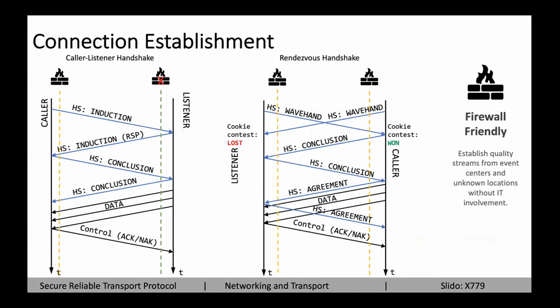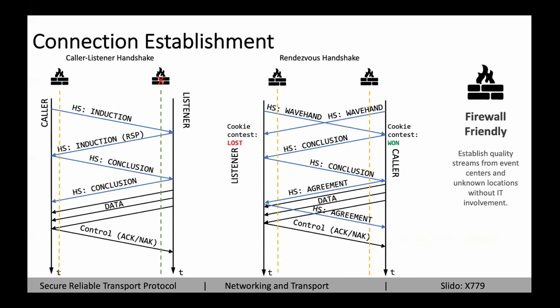Let me go into the connection establishment a bit deeper. SRT establishes a connection via handshakes. There are two types of handshakes. The caller-listener handshake is illustrated on the left side of this slide. It is used to establish a connection with a known server that has its UDP port open and the corresponding firewall rule configured to enable incoming traffic.